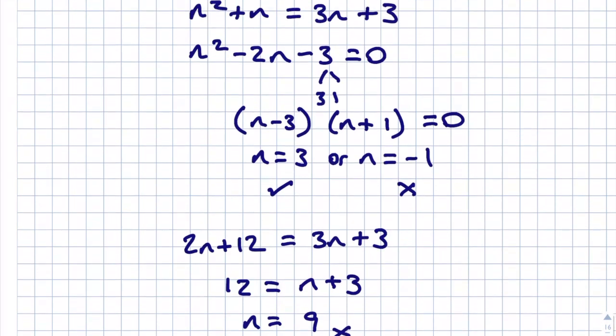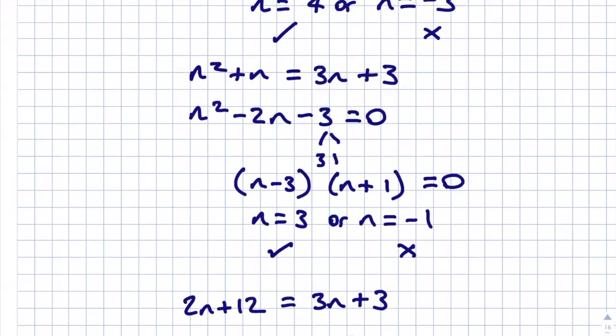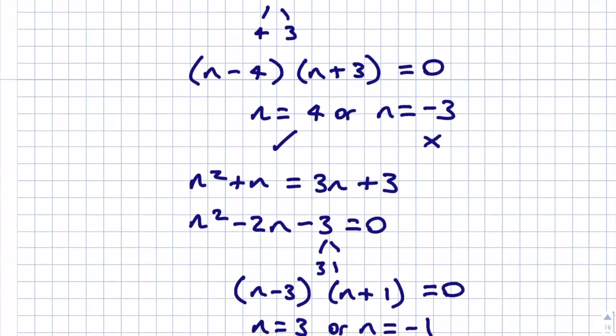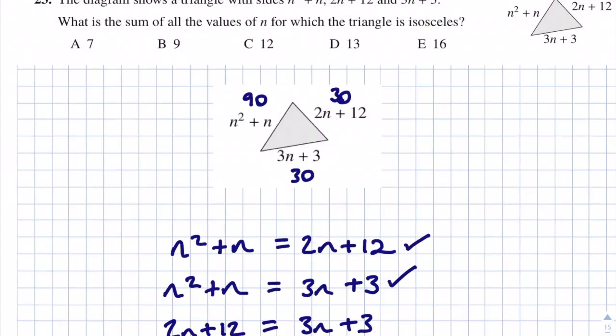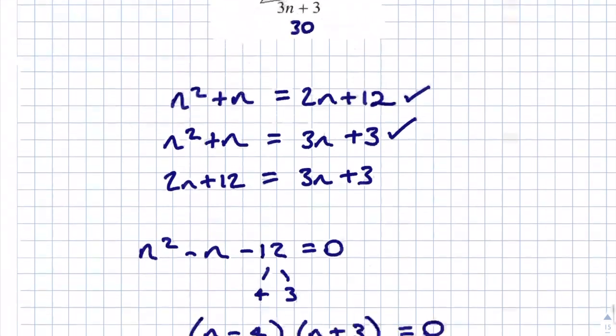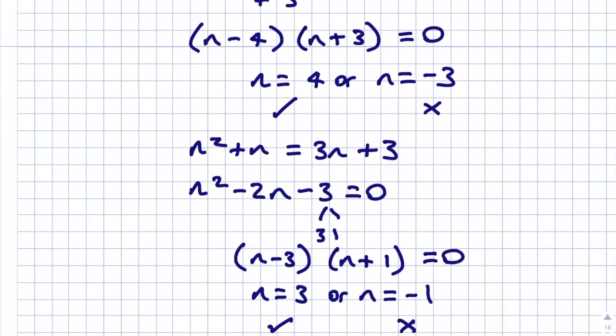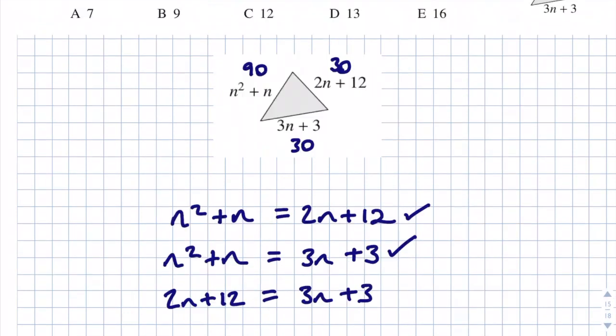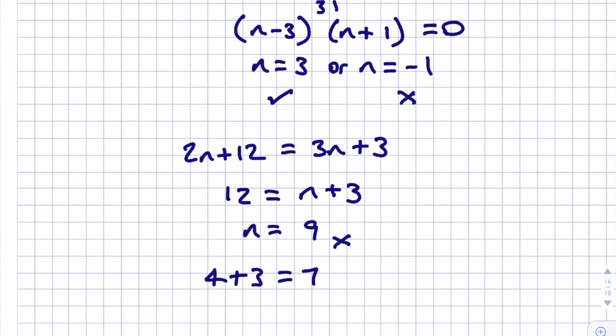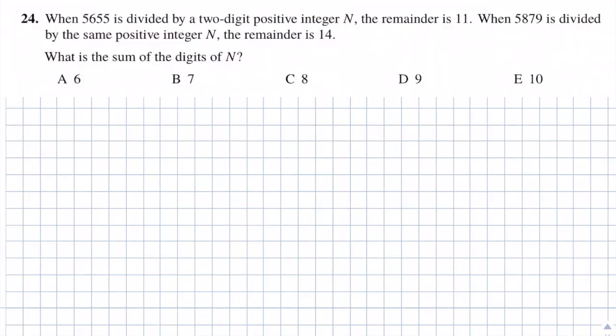So let's have a look for which values of n an isosceles triangle works. Well, there's only two values, n equals 4 and n equals 3. And we need to work out the sum of all the values of n for which the triangle is isosceles. So the sum is going to be 4 plus 3, so 4 plus 3 equals 7. And we've got an answer for 7, which is answer A. So therefore, our final answer equals A.